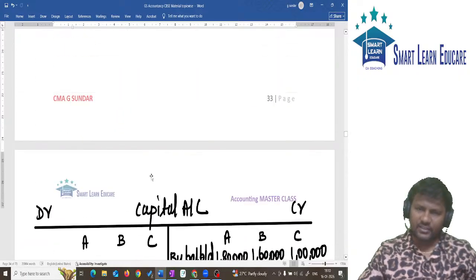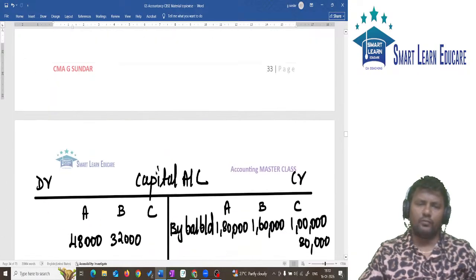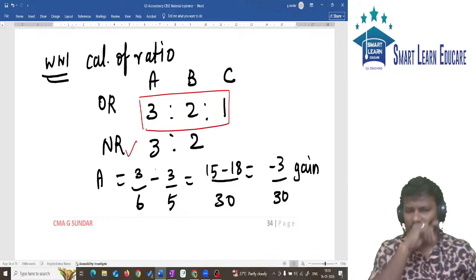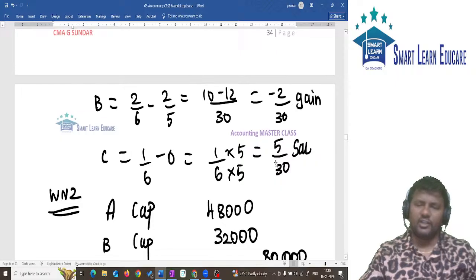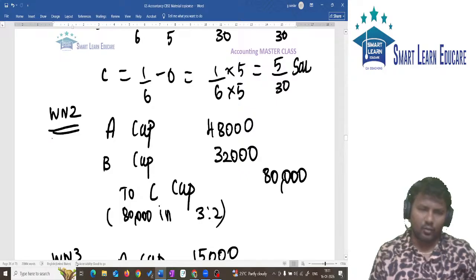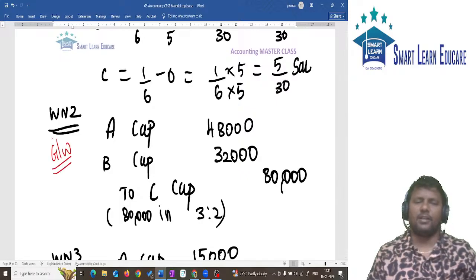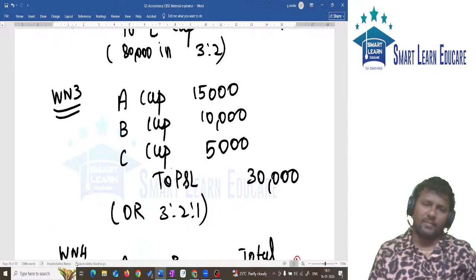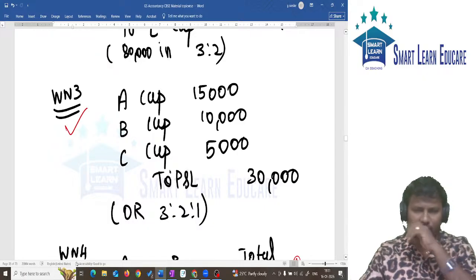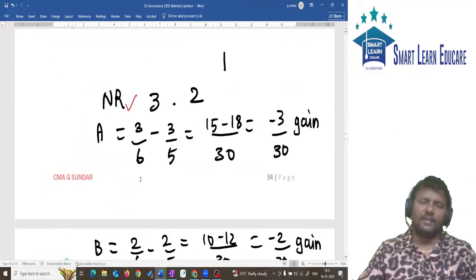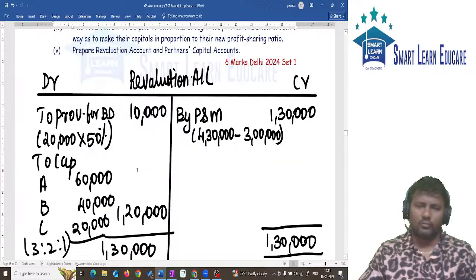So I will repeat the steps. Step 1, ratio. In this question, the old ratio is given. Nothing is said about the new partner's share, so the old ratio is the same as the new ratio, and we find the gaining ratio. The gaining ratio is 3:2. So what is the journal entry for goodwill? The gaining partner's capital account is debited to the sacrificing partner. Also we had a P&L debit balance. That P&L debit balance should be transferred, so P&L should be credited and the partners' capital should be debited. And step 4, we prepared a revaluation account.